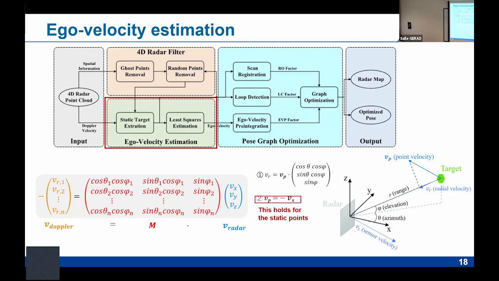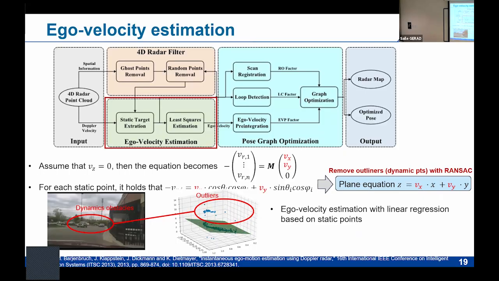So, and you have a minus sign here. With that in mind, this equation does not hold if you see something that is moving. So you can use that as a constraint, and then you do a plane fitting with RANSAC, so that you can easily remove the things that are dynamic.